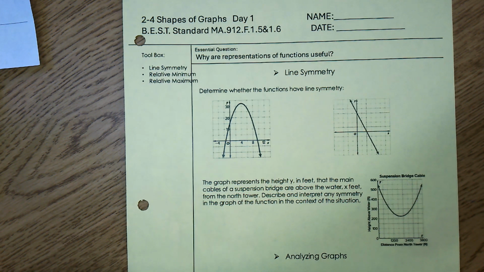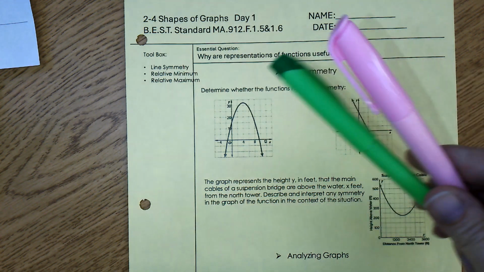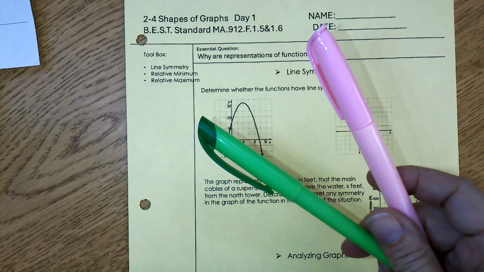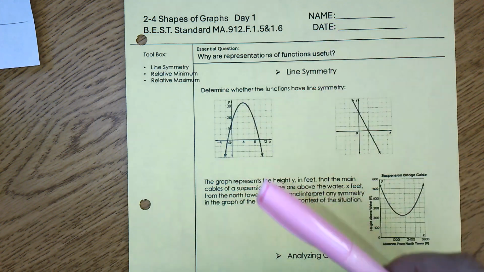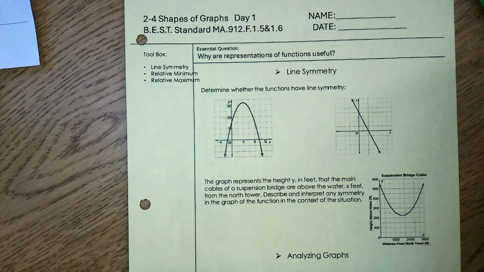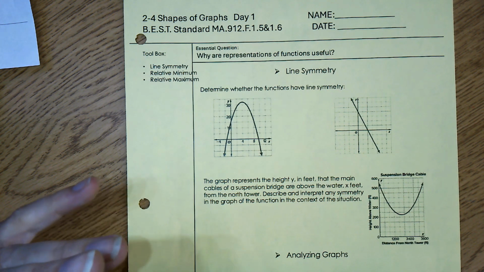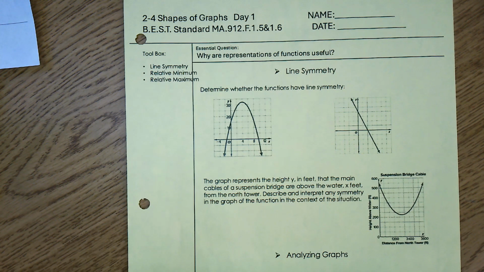Okay, Algebra 2-4, Shapes of Graphs, Day 1. In class, I said a couple of highlighters would be handy. When we do the bottom part of analyzing the graphs, we'll use two different highlighters, or colored pencils, or pens, whatever you have. Highlighters are just easier and are the most appropriate tool, but if you have something else, you can use it.